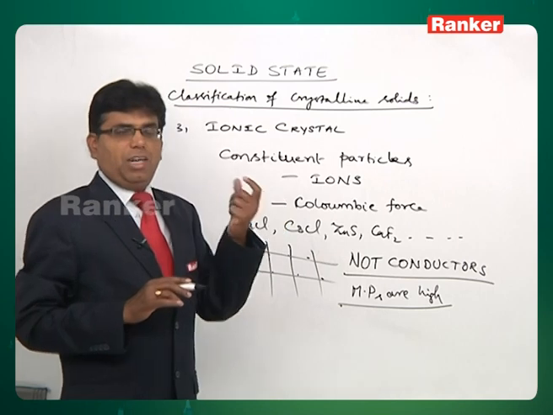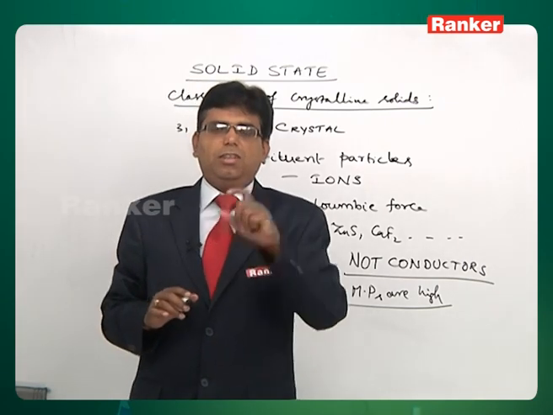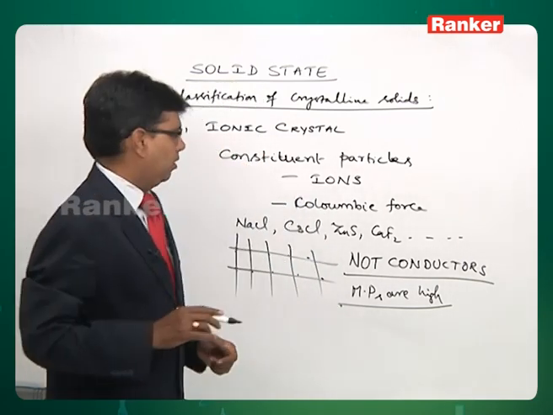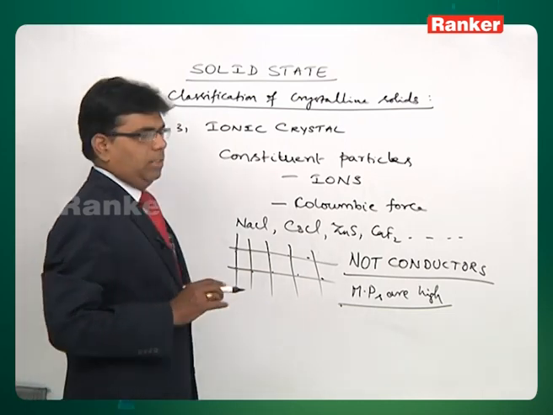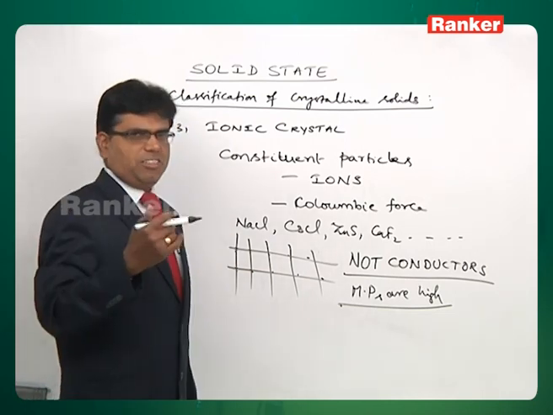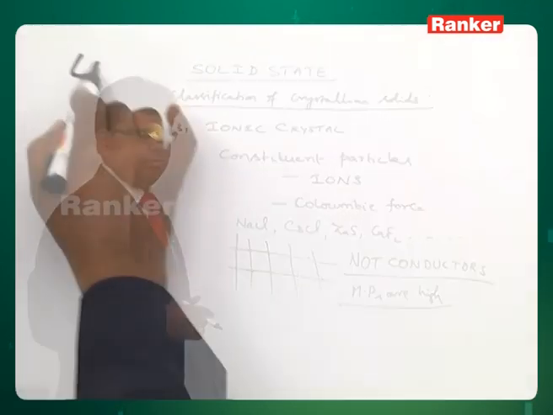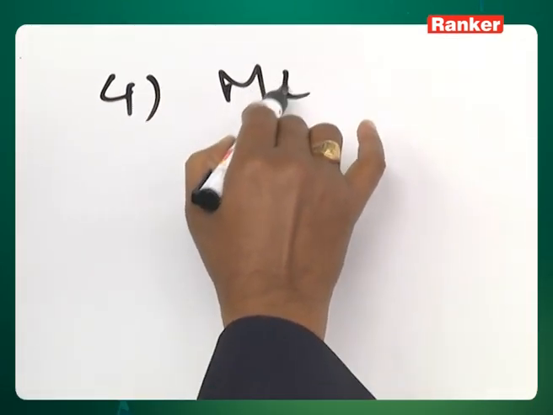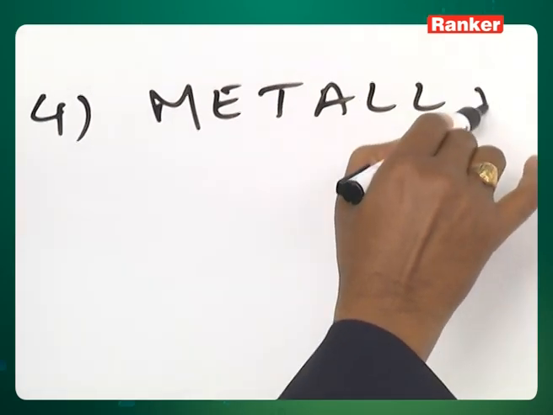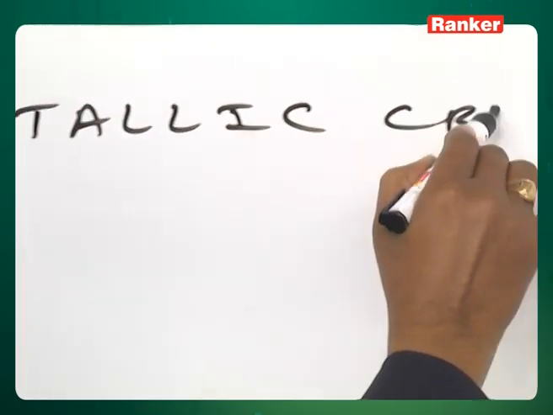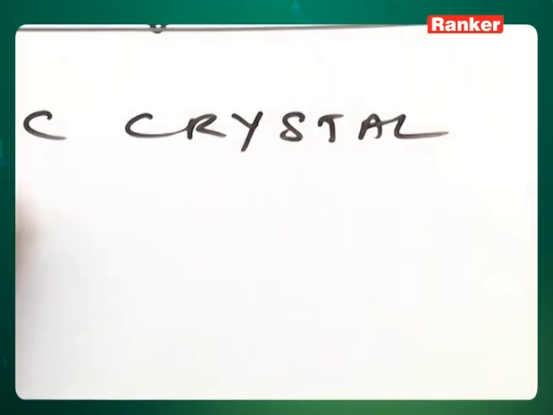Then next what we have is another type of crystal, that is interstitial crystals, right. In the interstitial crystals is what we are going to see now. Metallic crystals. Is more important.